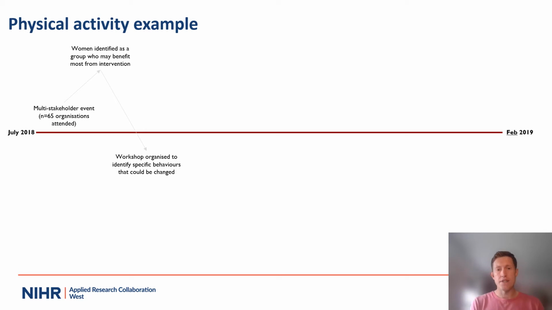On the back of identifying women as a group who might benefit, there were then 2 other separate workshops that were run, that tried to explore locally what some of the barriers and the enablers might be that could encourage women to be more physically active within their local area.